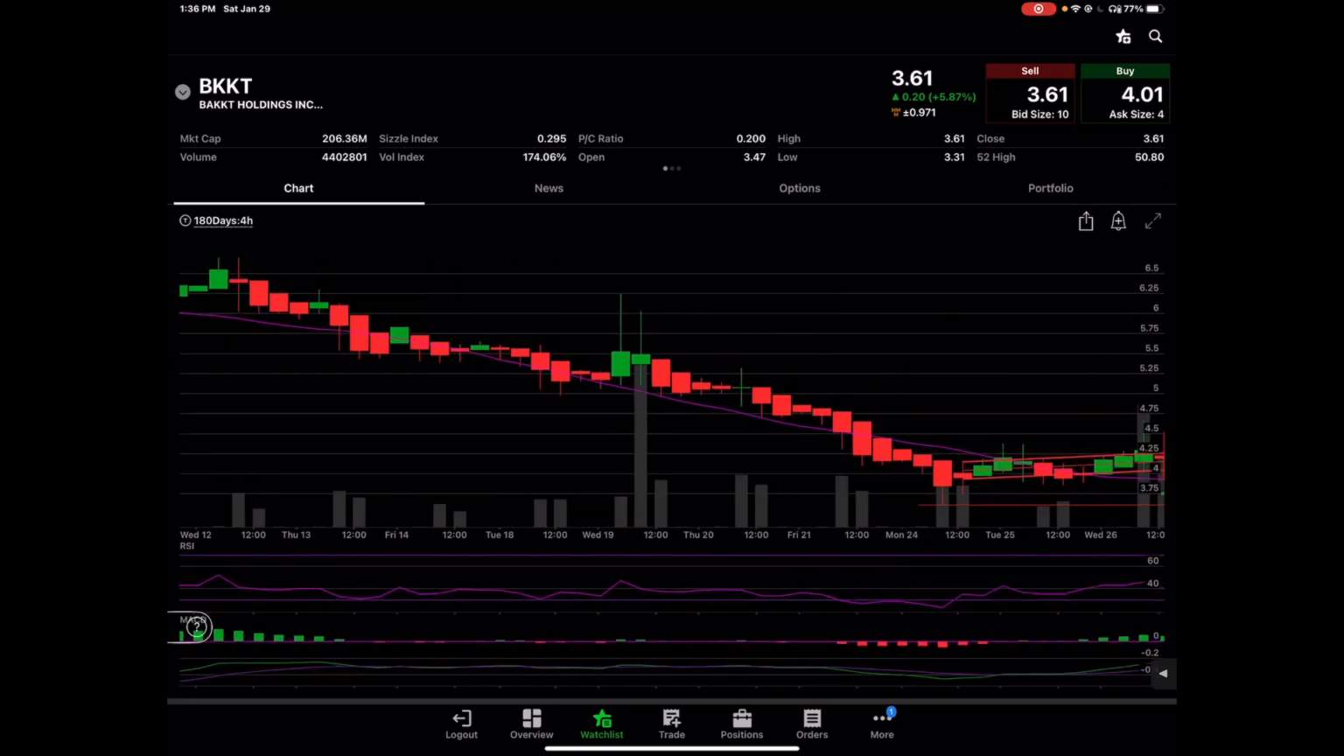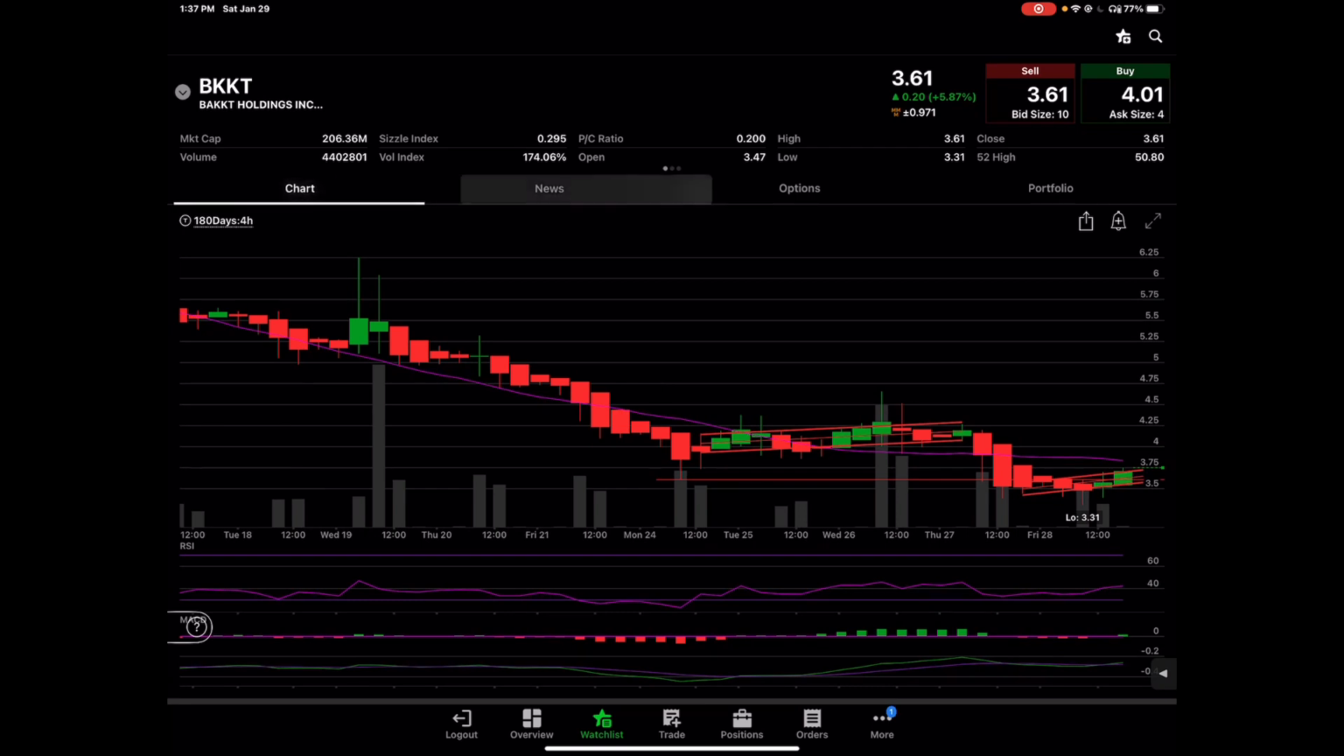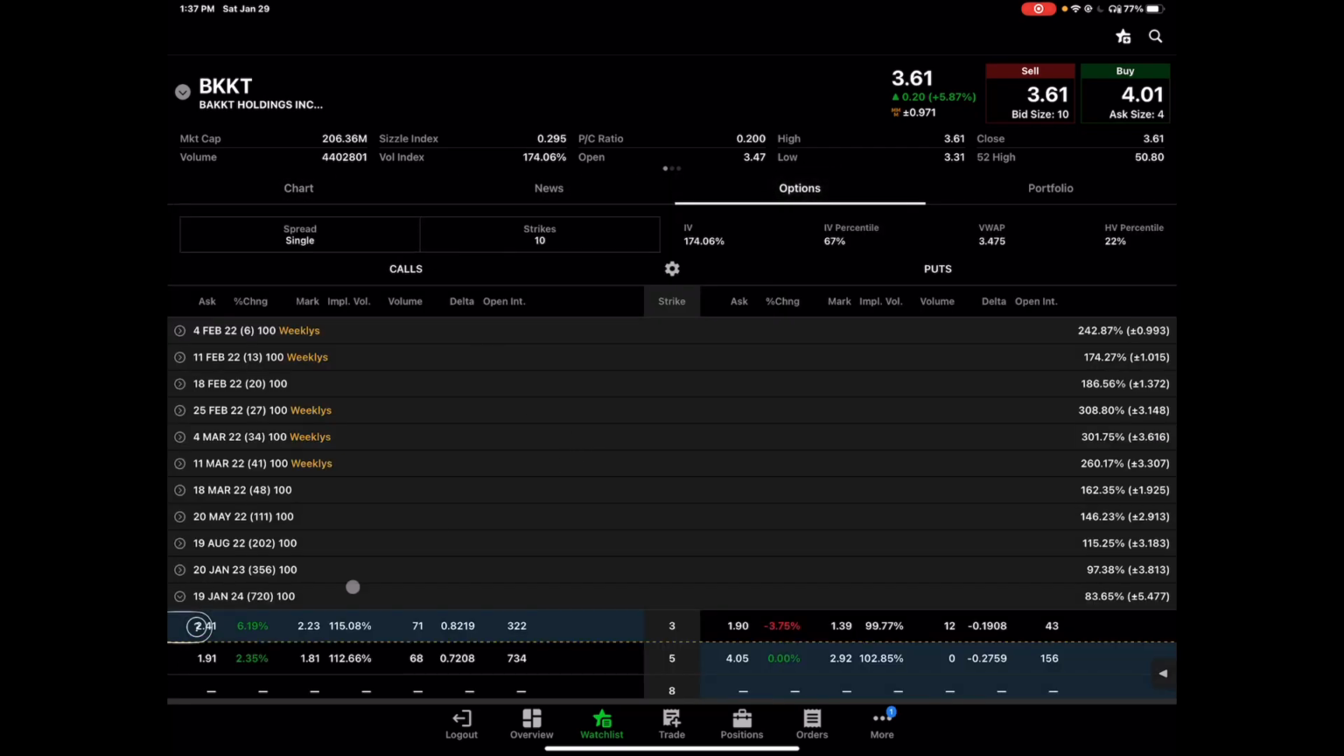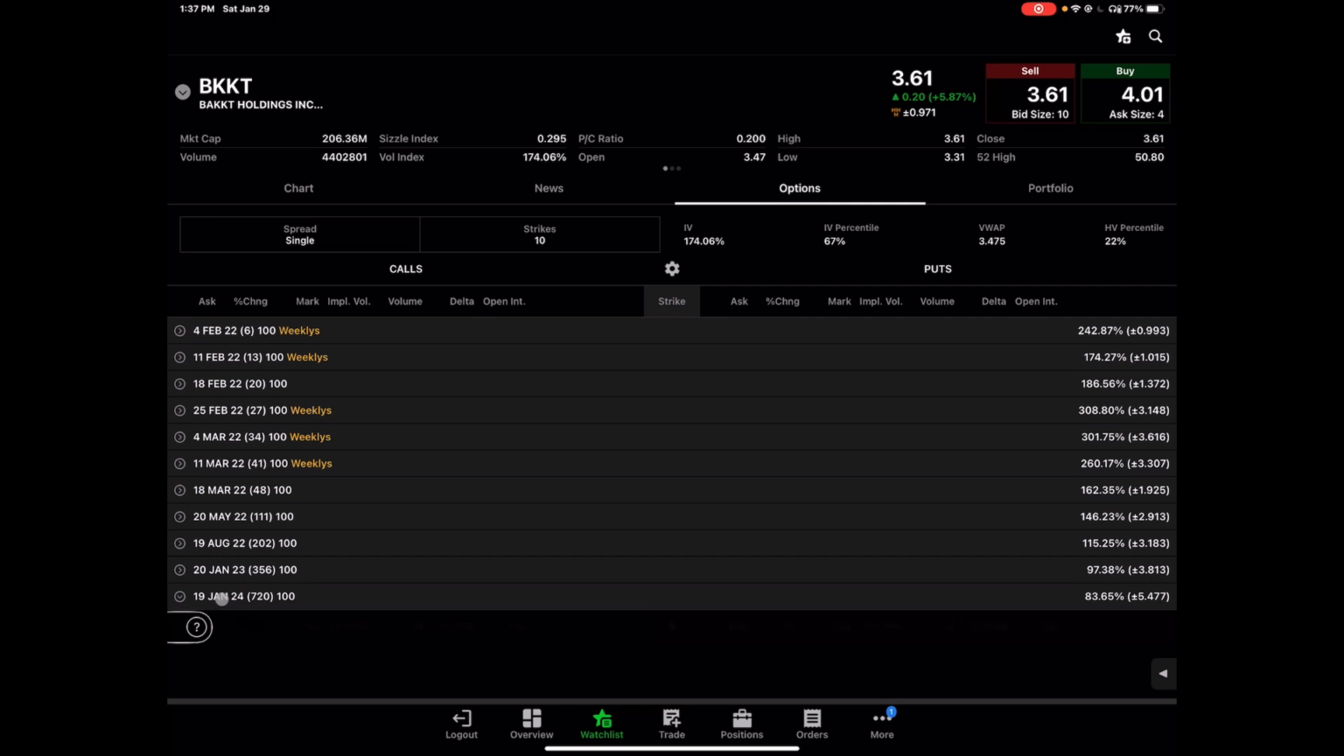I want to make some money. So then how do we do that? In my particular example, we would go here to options. And then in my case, I'm going out to 2024.